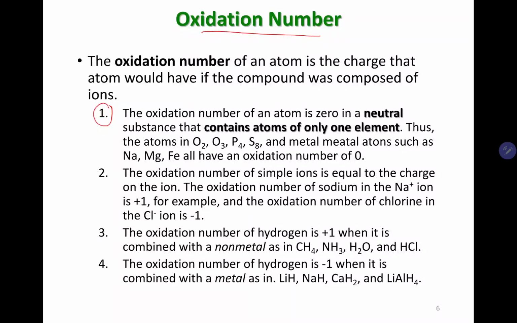All right, so according to rule number one, the oxidation number of an atom is 0 if it is neutral and if it is in an atomic state. And also the oxidation number could be 0 in a molecule like O2, O3, P4, S8. The key thing about these molecules is that not only are they neutral, these molecules also have only one type of element, one type of atom. So therefore their oxidation number will always be 0.